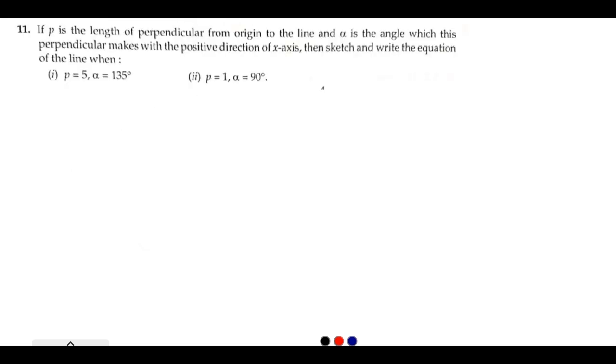Number 11. If P is the length of perpendicular from origin to the line and alpha is the angle which this perpendicular makes with the positive direction of x-axis, then sketch and write the equation of the line when conditions are given. This is a question of normal form or perpendicular form.